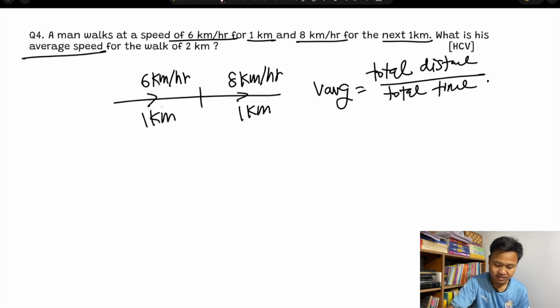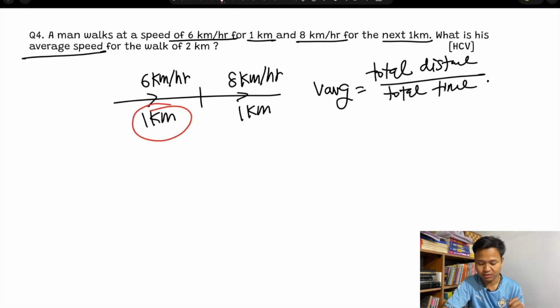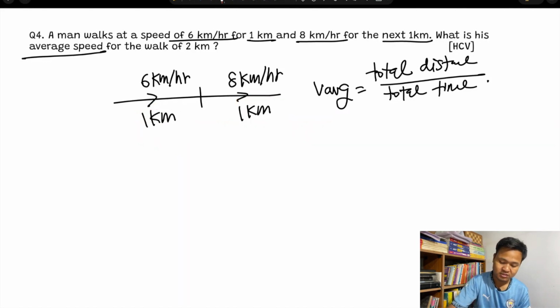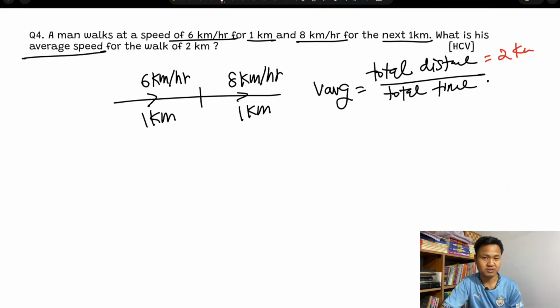So you can see that here in the first part I traveled 1 kilometer, in the second part I traveled 1 kilometer. So total is 2 kilometers. Okay, so total distance is given. Now we have found that it is 2 kilometers. Now we have to find total time. So we don't know what is the total time.